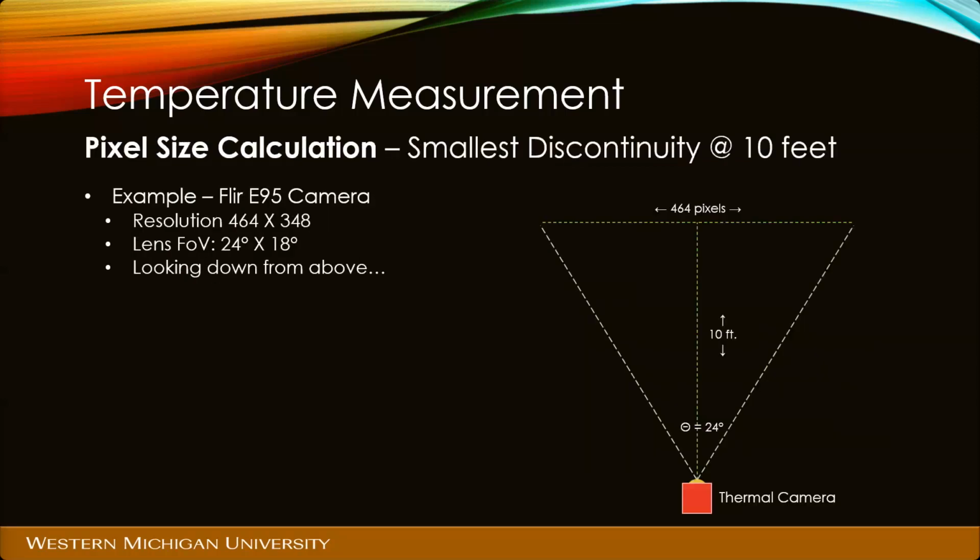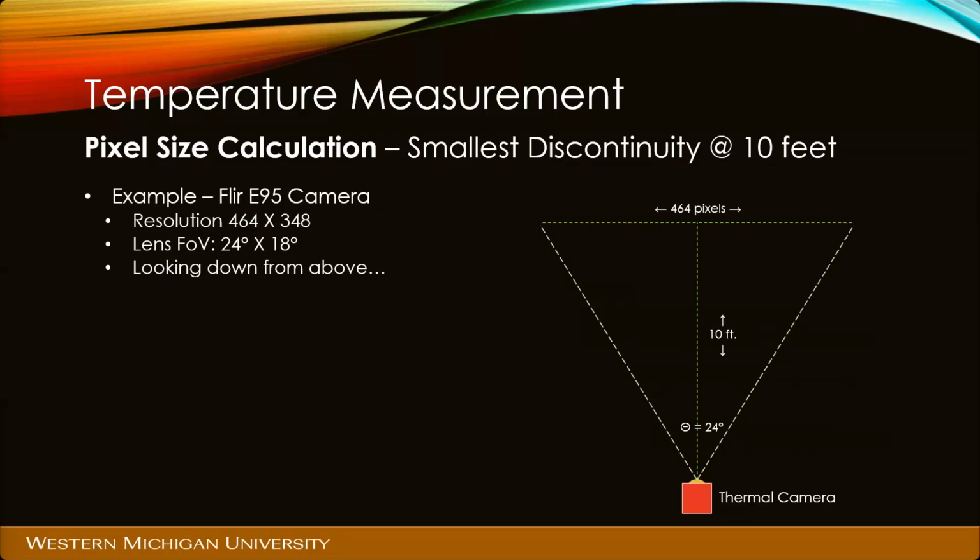So I've got an example, and this would be using this camera right here. The example, if we take our FLIR 95, it has a resolution of 464 by 348. Okay, lens field of view 24 by 18. So 464 pixels is the width, left to right, 348 pixels tall. Field of view 24 degrees left to right, 18 degrees top to bottom. So we're looking at it from the top. We're going to look at what the width of a single pixel is.